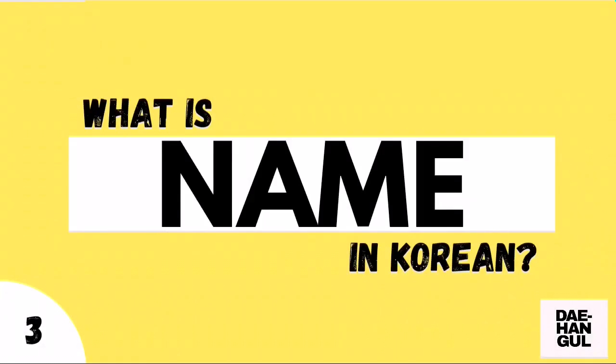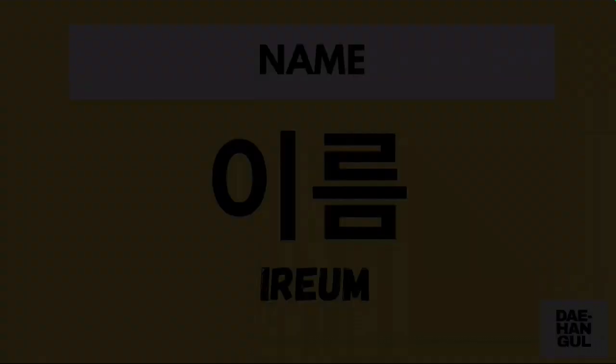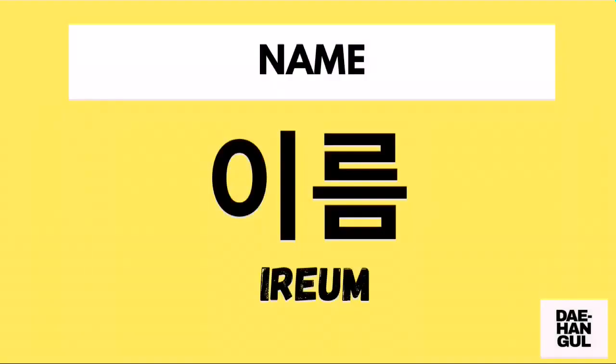What is name in Korean? The Korean term for name is 이름. Again, it's 이름. This is pronounced as a two-syllable word. The first syllable is 이, the second syllable is 름. Pronounce it with me. 이름.